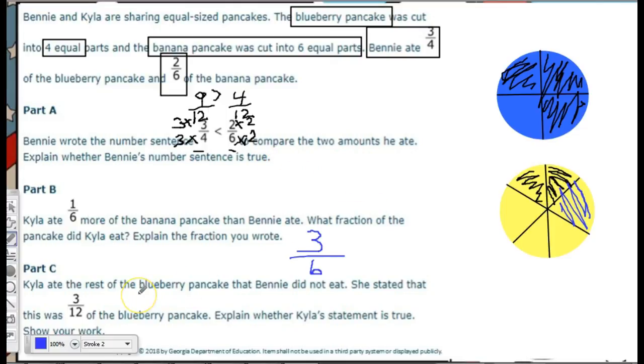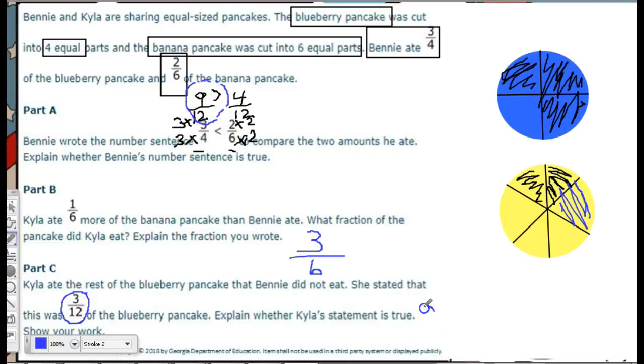And Kayla ate the rest of the blueberry pancake that Benny did not eat. She stated that this was 3/12 of the blueberry pancake. Explain whether Kayla's statement is true and show our work. All right, so we could go back up here to our blueberry pancake fraction that has it in 12ths, because that's what she shows us down here, that she is talking about the pancake in 12 equal pieces.